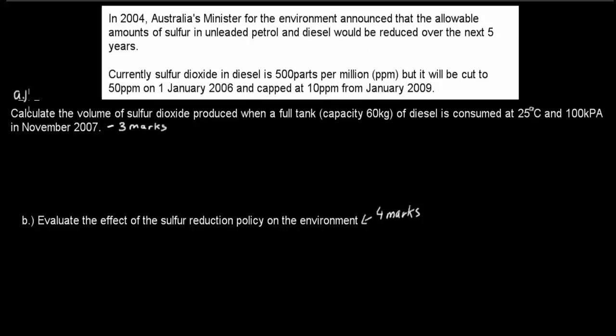There's two questions. Question A is calculate the volume of sulfur dioxide produced when a full tank capacity of 60 kilograms of diesel is consumed at 25 degrees Celsius and 100 kilopascals in November 2007. That's worth 3 marks. And B, evaluate the effect of the sulfur reduction policy on the environment. That's worth 4 marks. So when you're ready, pause the video and attempt the question, and then press play when you're ready.